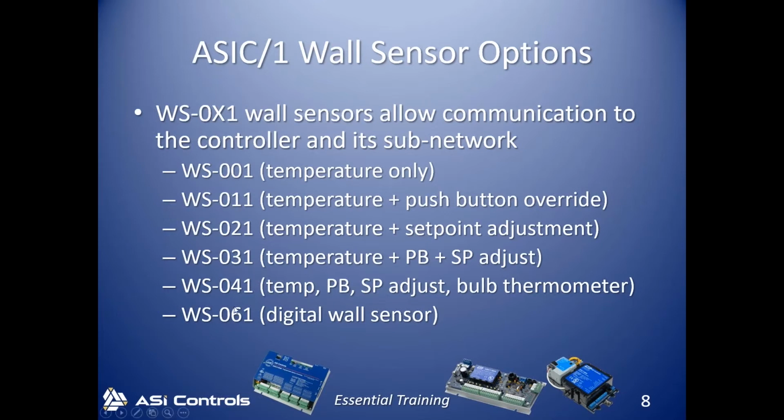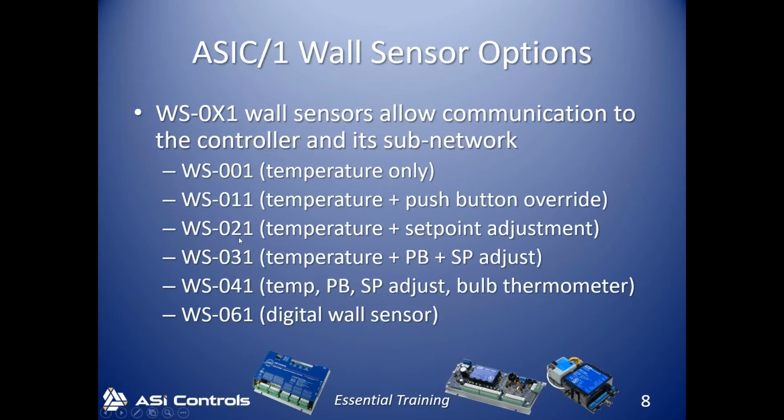And so the middle number really tells us what features it has. So 001 is the simplest one, just a temperature sensor. 011 adds a push button override, so that if it's after the normal occupancy period ends, somebody can go push the button and they'll get a temporary period of occupancy, and the timing is set in the controller. It can be 15 minutes, 30 minutes, 60 minutes, 120 minutes, whatever you choose.